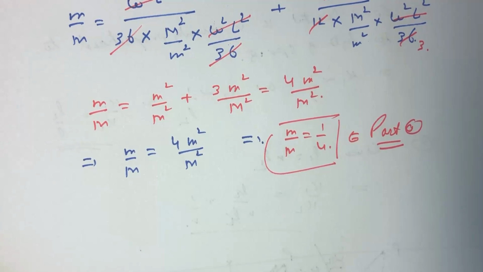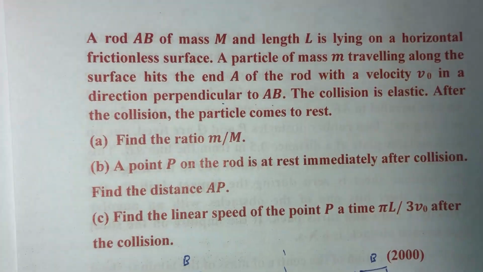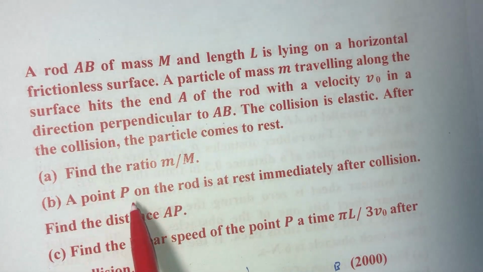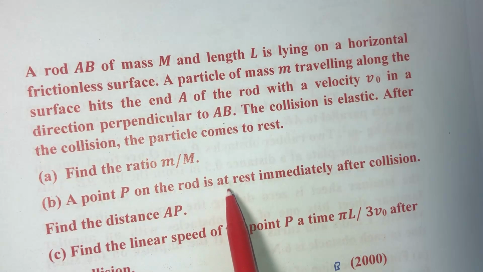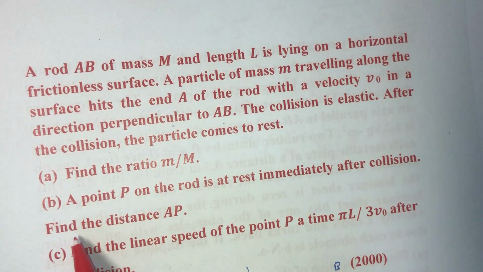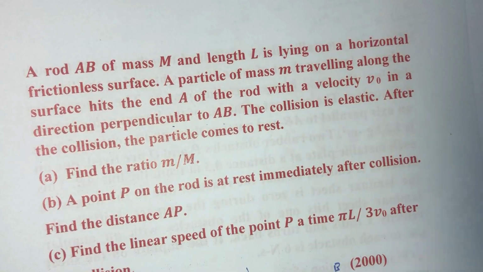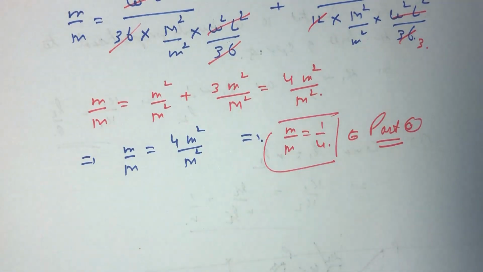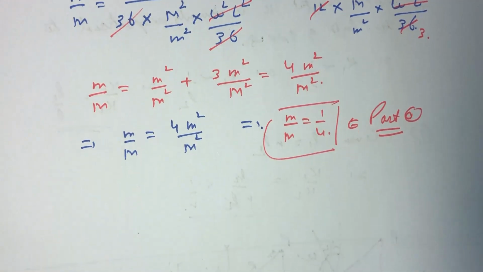Now we are going to find out part B, and it states that a point P on the rod is at rest immediately after the collision. Find the distance AP. So we are going to find out part B.